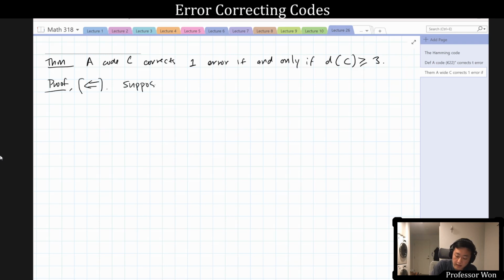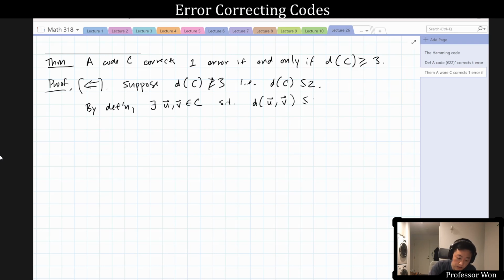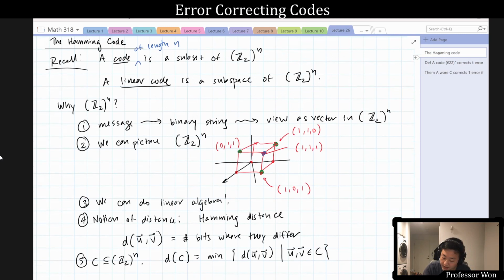So suppose that the distance of C was not greater than or equal to 3, i.e. was less than or equal to 2. Well, by definition, this means that there are two vectors that are within 2 of one another. By the definition of distance, there exist two vectors u, v in C such that the distance between u and v is less than or equal to 2. Right? Then either u and v are distance 1 away, or u and v are distance 2 away. I guess I should have said this notion of distance is over all u and v in C that are not equal, of course.